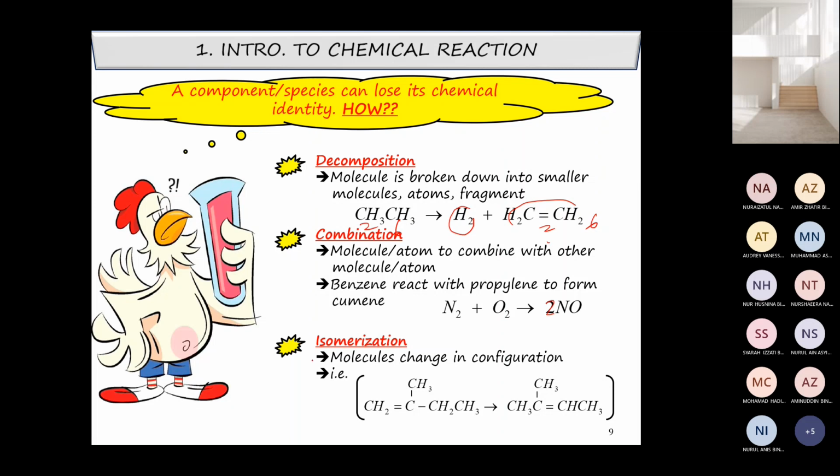So by the coefficient. Then we have isomerization. Isomerization is a molecule changing its configuration. This one I think you learn a lot in organic chemistry. We have ortho, we have para. How does it change this molecule into a different one here? Instead of here, it goes over here. Okay.